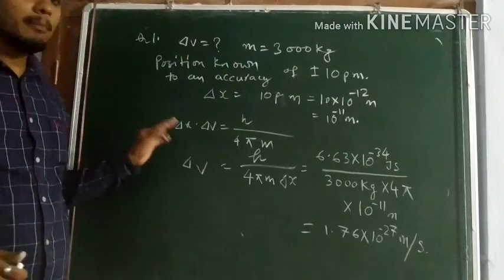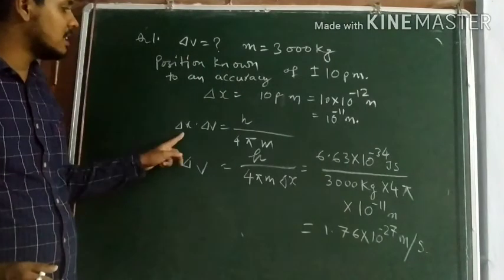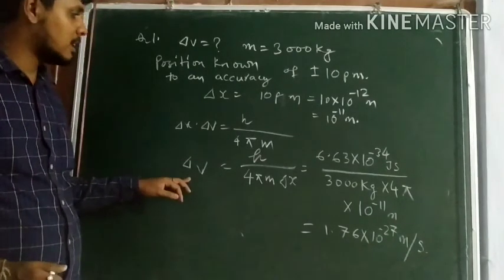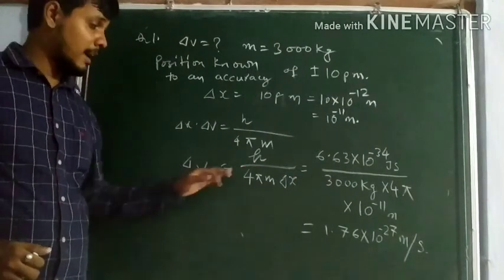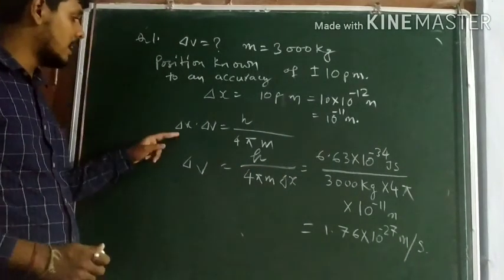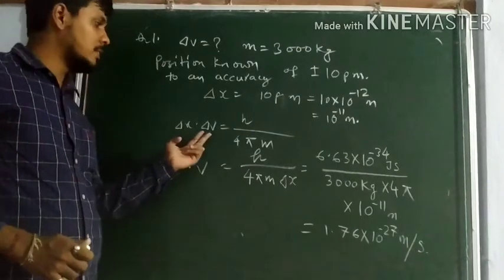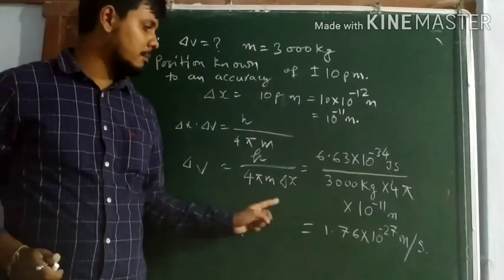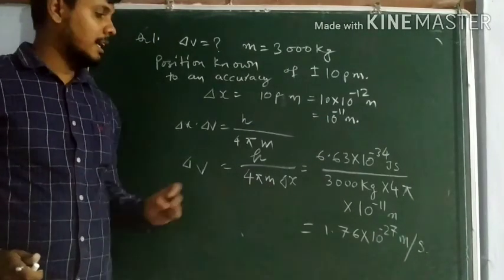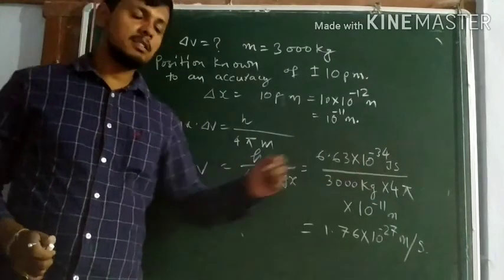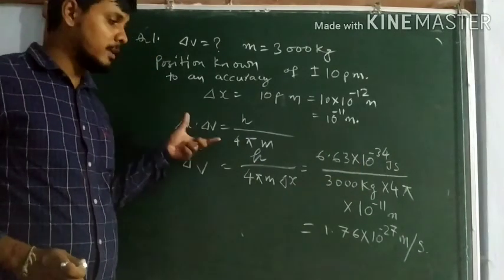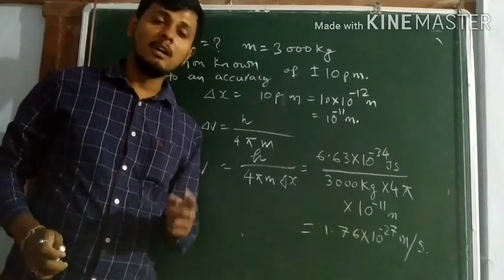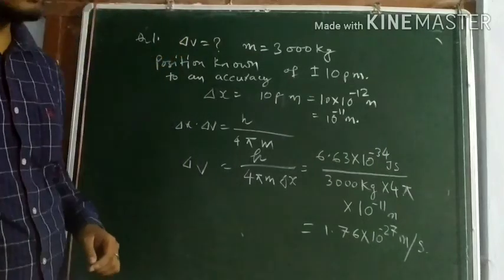From Heisenberg's uncertainty principle, we have del x into del v equals h by 4 pi m. If we solve for del v, it comes out as h by 4 pi m del x, where del x is the uncertainty in position and del v is the uncertainty in velocity. So del x is 10 to the power minus 11 meter, m is 3000 kg, h is 6.63 into 10 to the power minus 34 joule second, and if we solve this, we get 1.76 into 10 to the power minus 27 meter per second, which is the uncertainty in the velocity. So very simple question.